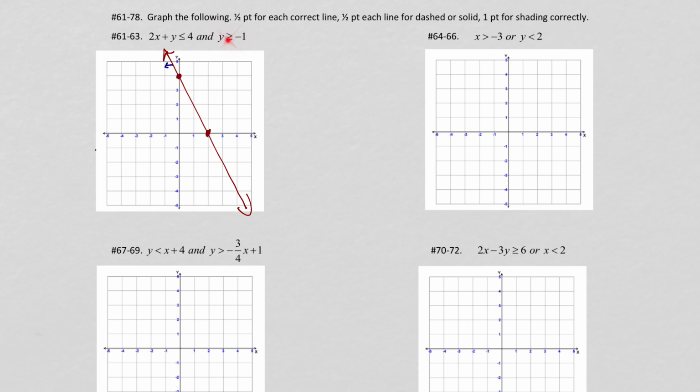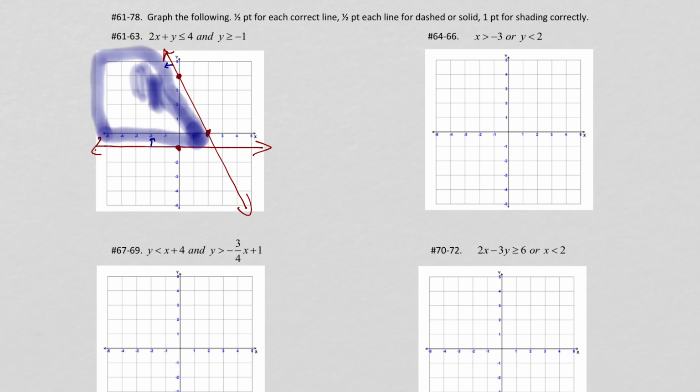For the y's, y is greater than or equal to negative 1, so on the y-axis at negative 1, I'll put a dot. And this is a horizontal line. And it's solid because of the equal sign. And I'm going to be shading on the upper side of this line. So the intersecting portion where you're shading on this side of this line and this side of this line is shading this area right here. So I'm going to be shading right in there.